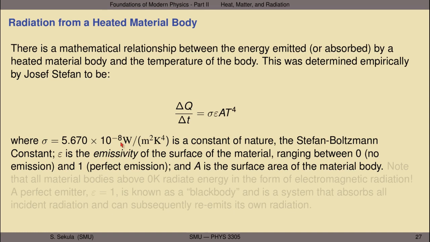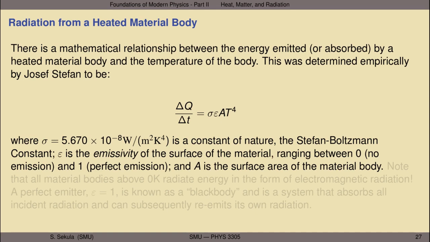It's not a bad number to remember because it's got 5, 6, 7, 8 in it. I find that handy for remembering this number in a pinch. Now, the Stefan-Boltzmann constant is multiplied by another number, which is this curly lowercase Greek epsilon. Epsilon is the emissivity of the surface of a body, and it ranges between 0, no emission, and 1, perfect emission. You can see that a body with 0 emissivity will emit no power in the form of radiation, because the right side of this equation will always be 0.